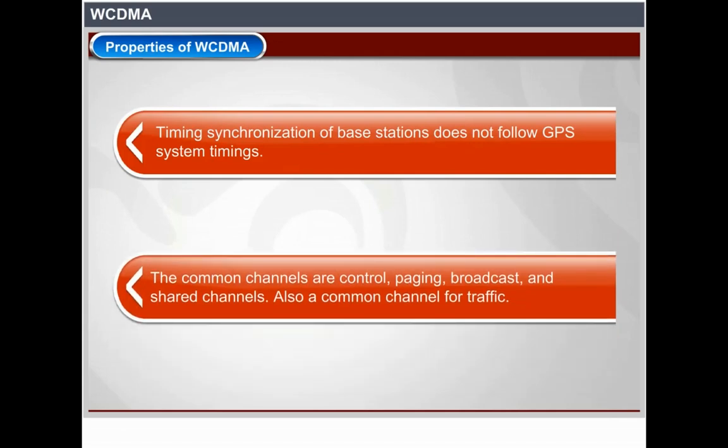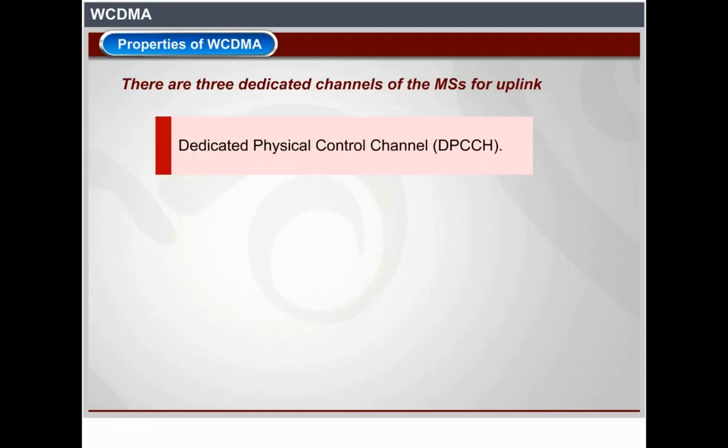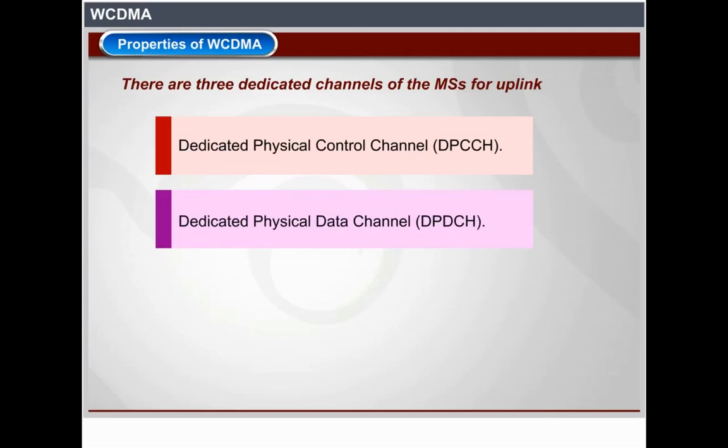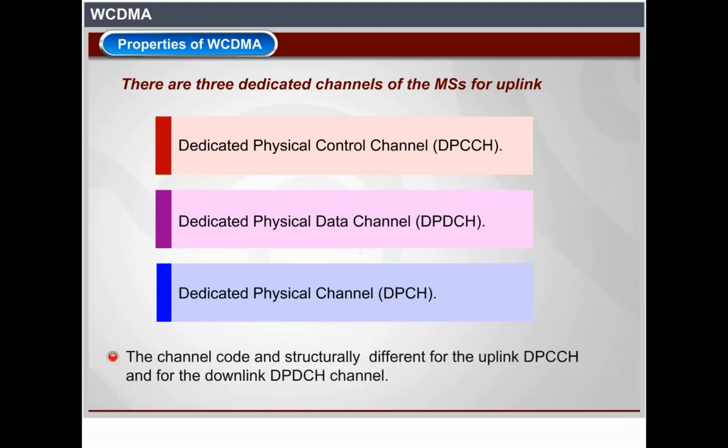The common channels are control, paging, broadcast and shared channels, also a common channel for traffic. There are 3 dedicated channels to the MSs for uplink: Dedicated Physical Control Channel DPCCH, Dedicated Physical Data Channel DPDCH, Dedicated Physical Channel DPCH. The channel code and structure are different for the uplink DPCCH and for the downlink DPDCH channel.